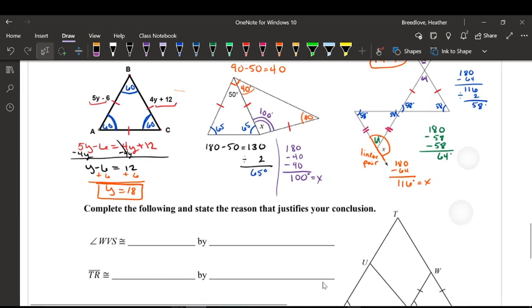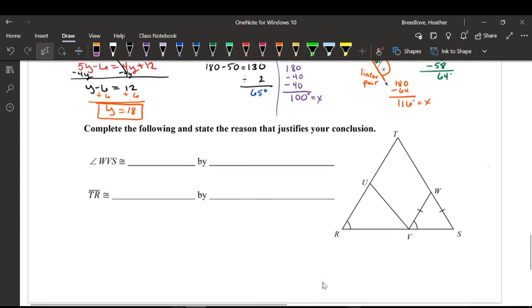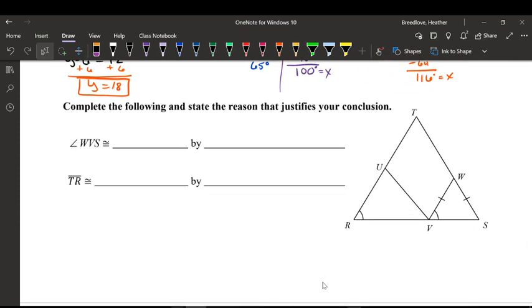Okay, the last part of the notes. Complete the following and state the reason that justifies your conclusion. Angle WVS is congruent to what by what? All right, so WVS. First I need to find that. Here's W, here's V, here's S. So I'm talking about this angle right here.